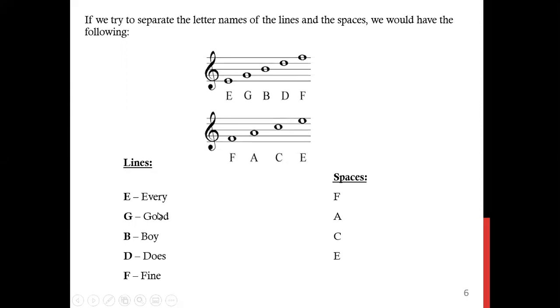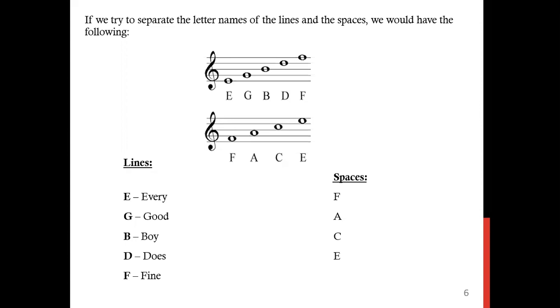Yes. So now, for you to quickly remember all these notations, you have an acronym here that says every good boy does fine, okay? So that if I ask you now, can you name the lines of the G stave or the treble stave? Then you know that, oh, that's every good boy does fine. That's E, G, B, D, F.